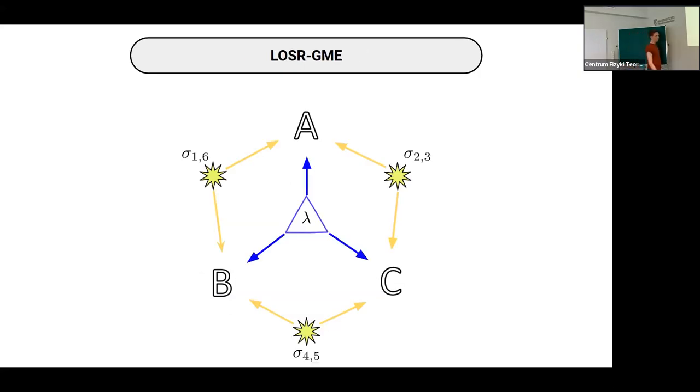So now, how to define a different definition that would be robust to such cheating methods. This is what I call LOSR-GME to differentiate it. Again, not my name.